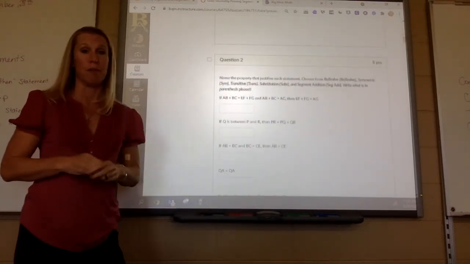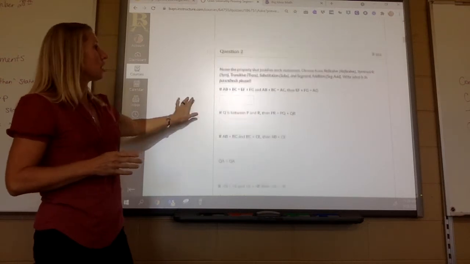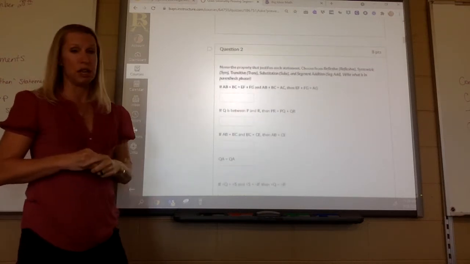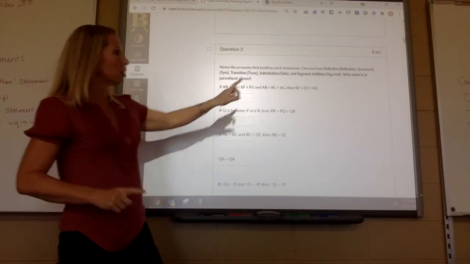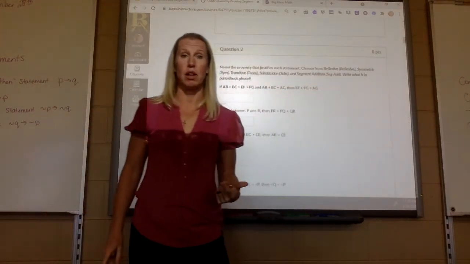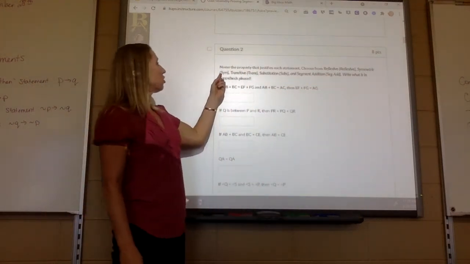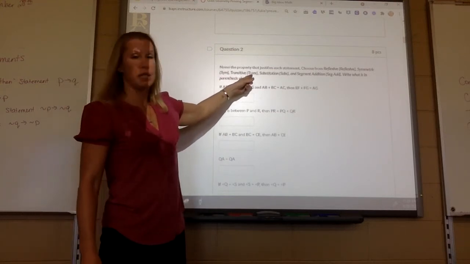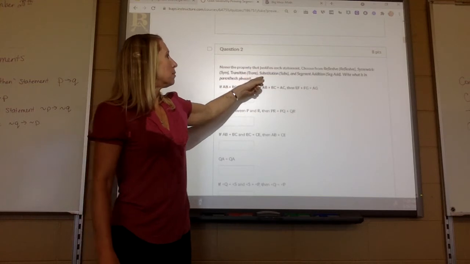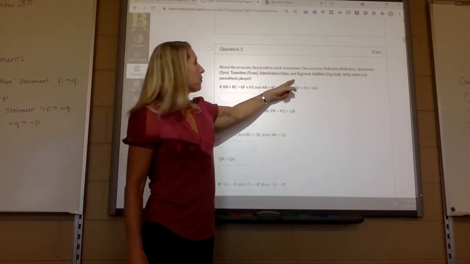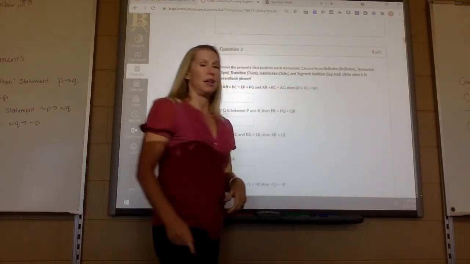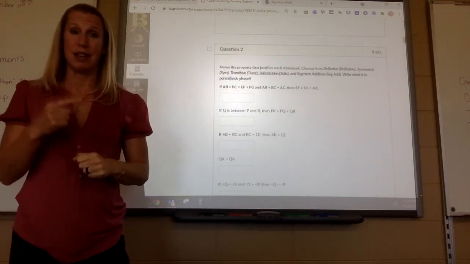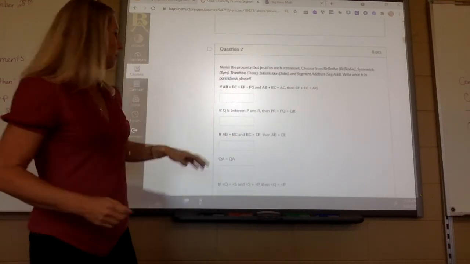Okay, on these make sure you read the directions. You're going to name the property that justifies each statement. Choose from reflexive, and you'll just type out reflexive. Make sure you spell it correctly. Symmetric, you'll just type SYM. Transitive, you'll just type TRANS. Substitution, SUBS. Segment addition, SEGAD. So you're going to type it just like that. If you mistype it, it's going to count it wrong.